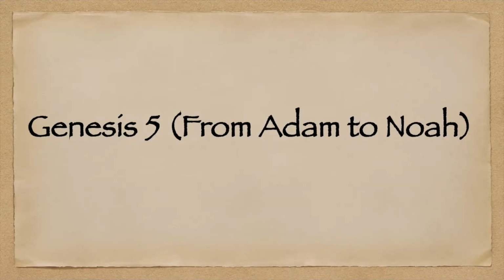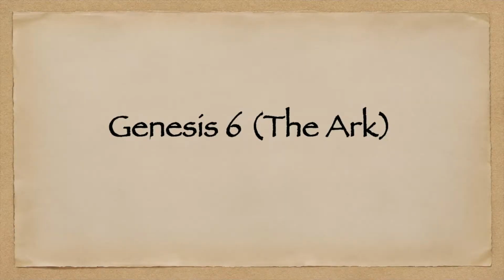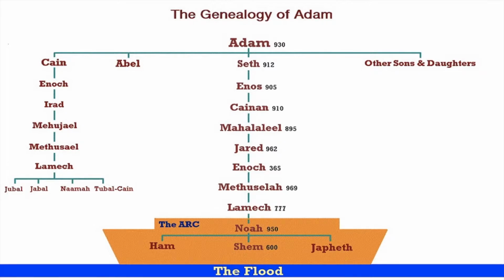Genesis chapter 5 covers from Adam to Noah. This is the genealogy. And of course, this is important because all humans descend from Noah, and specifically his sons Japheth, Shem, and Ham. We're all Noahites. Genesis chapter 6 covers the ark. And of course, the ark is what saved our ancestors, Ham, Shem, and Japheth, from the great flood.